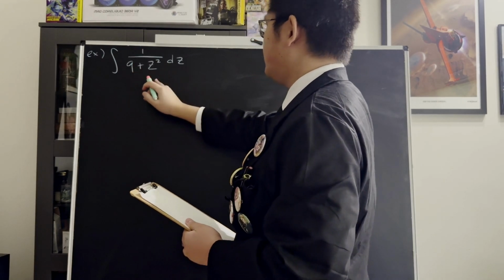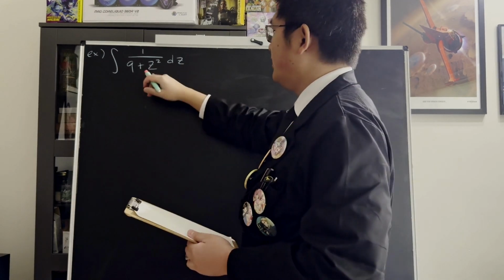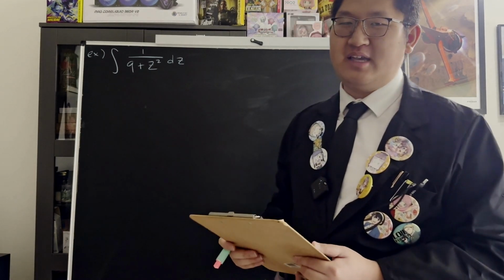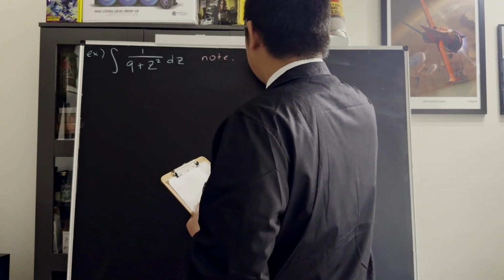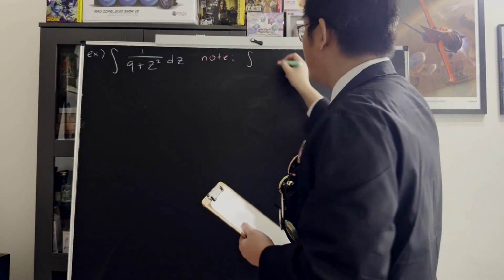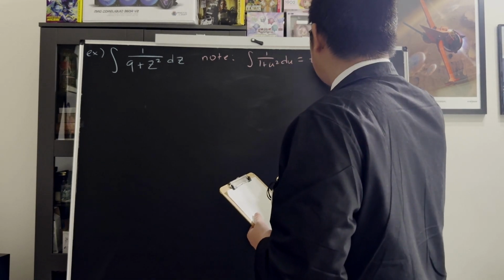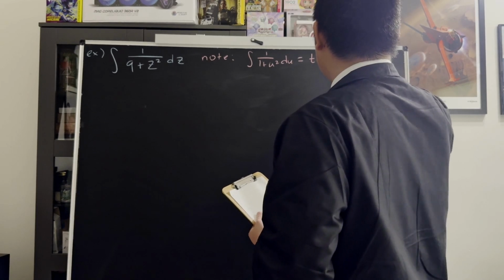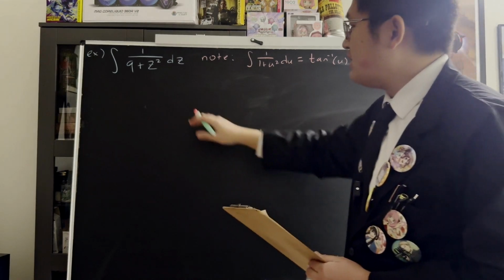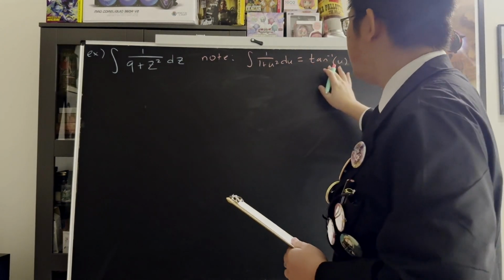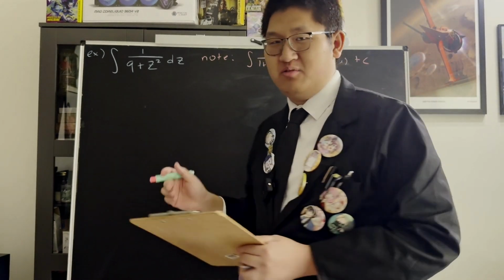So 1 over 9 plus z squared. Keep in mind, of course, that there is nothing in the numerator, no coefficient at all for a chain rule of z squared to be taken from. That is our hint to take note that we will be using the inverse tangent rule. It's the integral of 1 over 1 plus u squared du, which will give us, again, tangent inverse of u plus c. That is the rule we'll be putting forth here, such that we can match this with one of the derivatives from that.